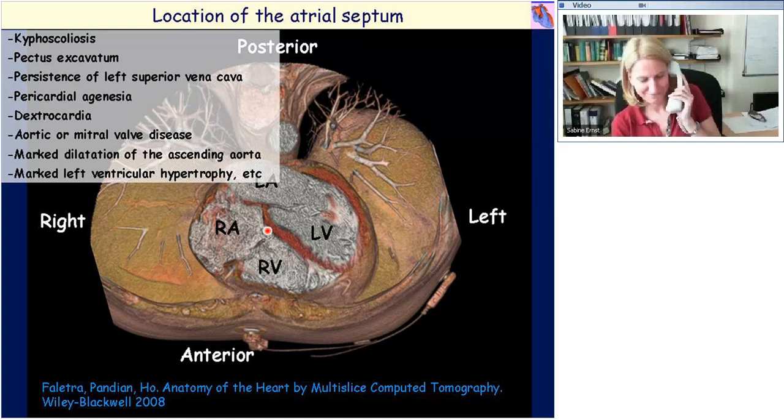We also have various conditions which are listed here that can change the orientation of the atrial septum. So this is not an exhaustive list.